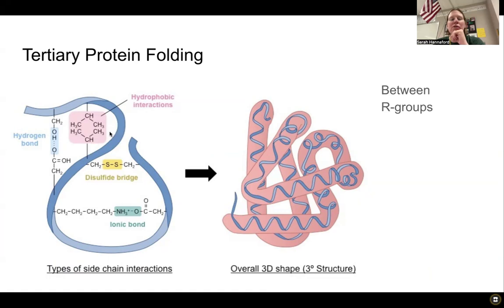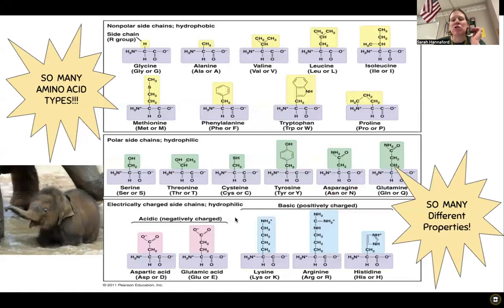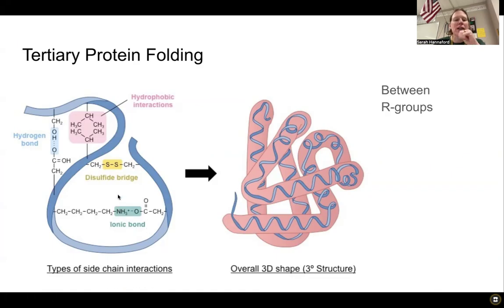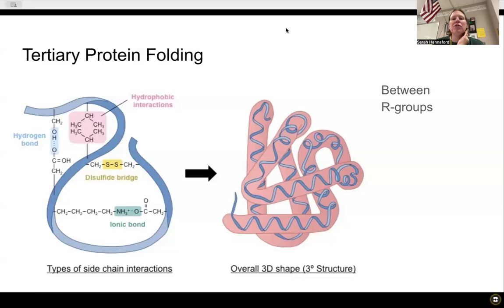Things that are hydrophobic are going to be attracted to each other to avoid the water. And then things that are positive or negative, that have an ionic bond to them, or an acidic or a basic charge, are going to come together to form this ionic bond. And then these disulfide bridges are going to form between two sulfurs. So you have hydrogen bonds in tertiary folding, but you also have hydrophobic interactions, disulfide bonds, and ionic bonds. All of those are involved.